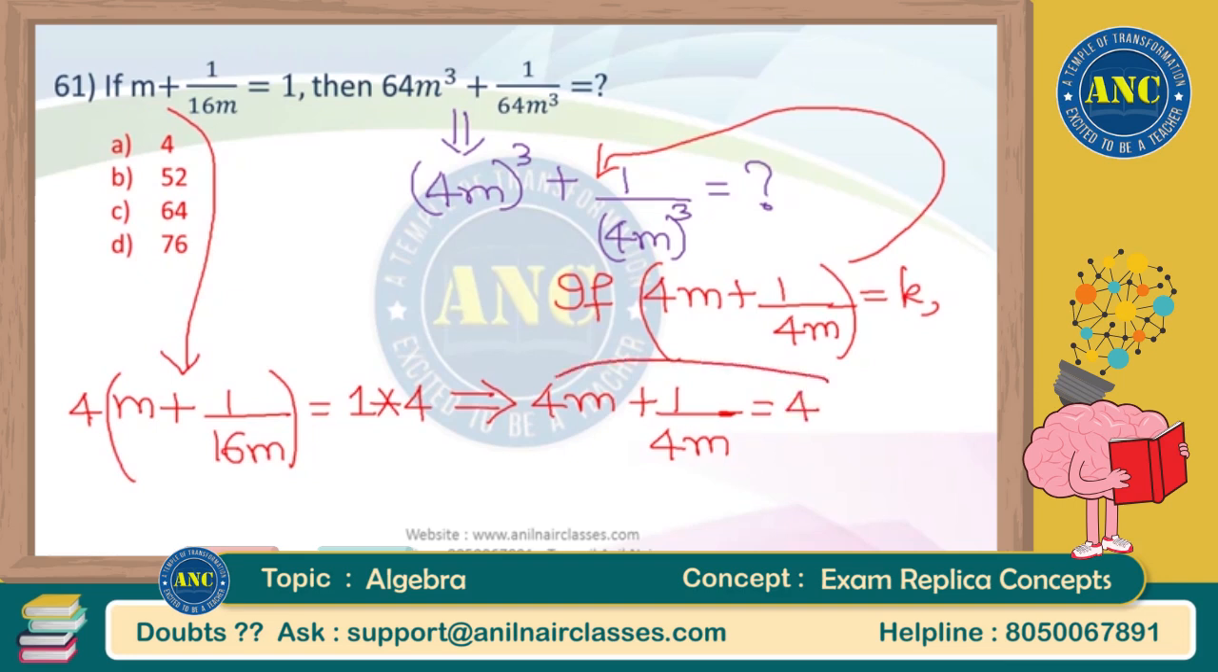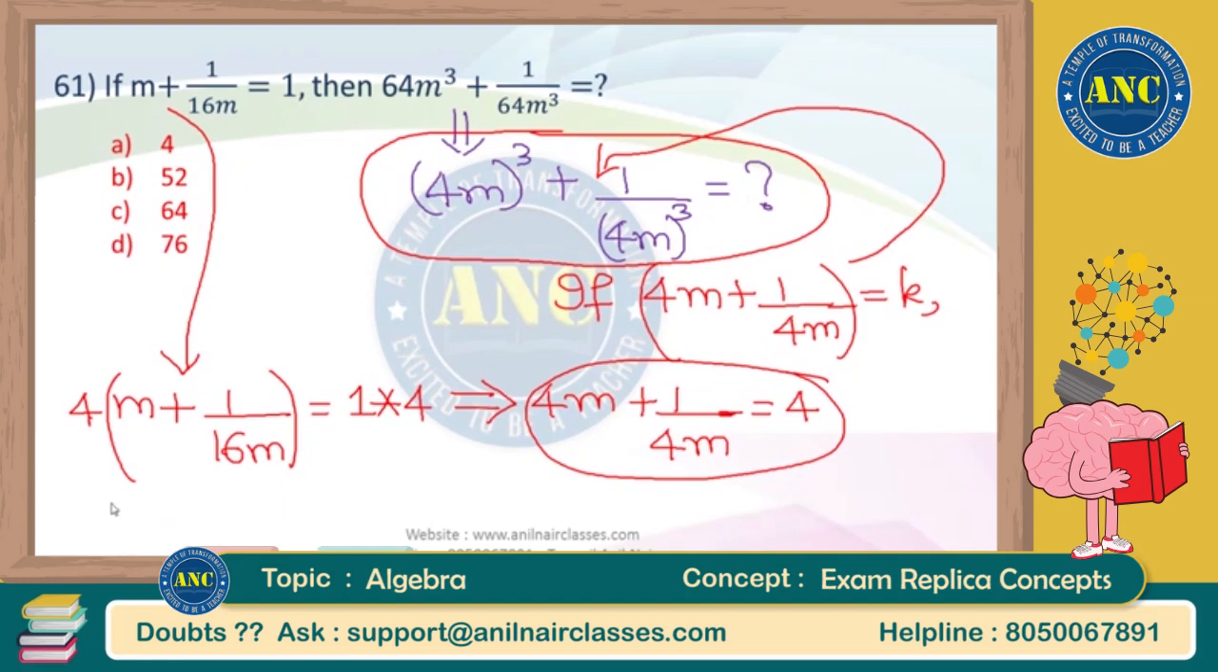I know this particular value. If I know this, finding this value is definitely not a difficult task. It is just k cube minus 3k. Answer is 4 cube minus 3 into 4. 64 minus 12. Once again an easy question. 64 minus 12 is nothing but how much? 52. The answer for this question is 52. Very, very easy.